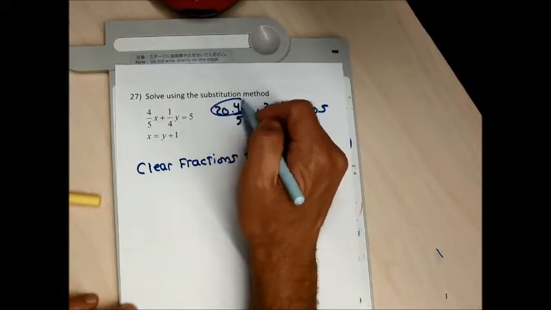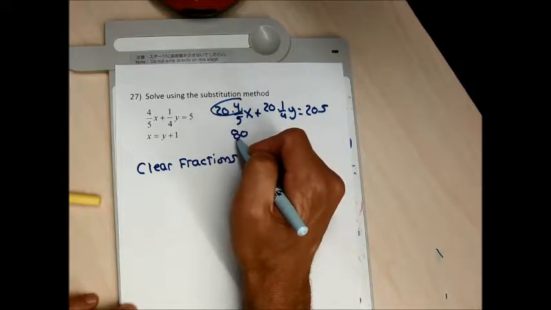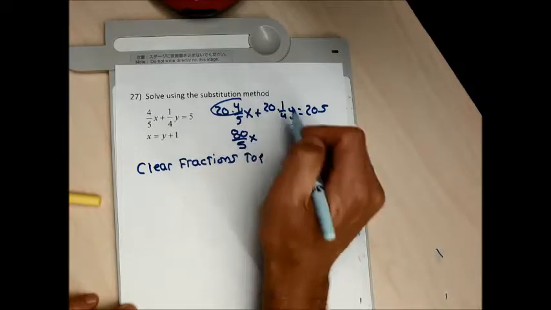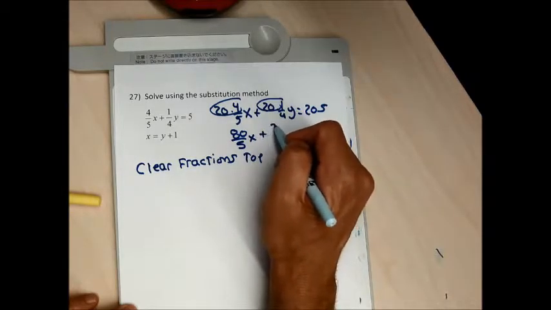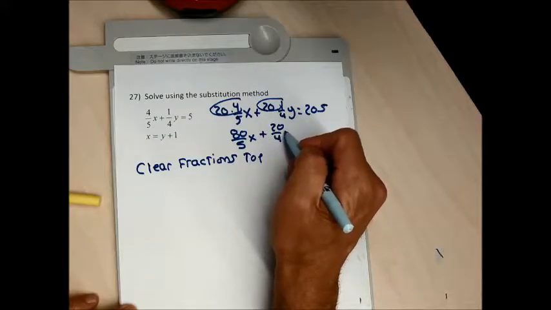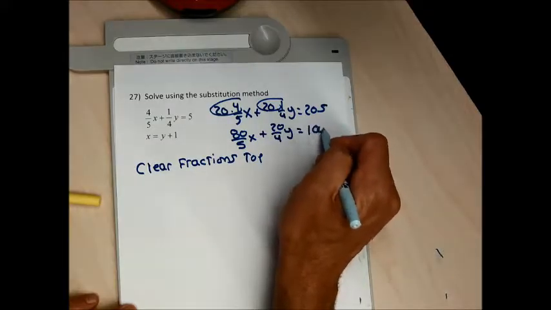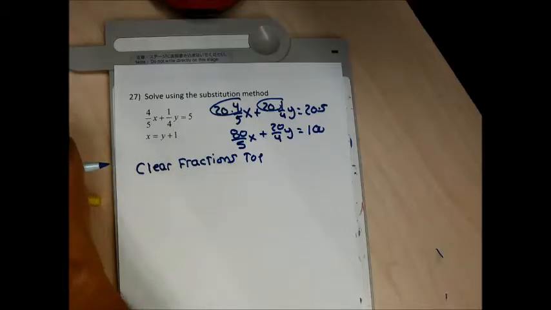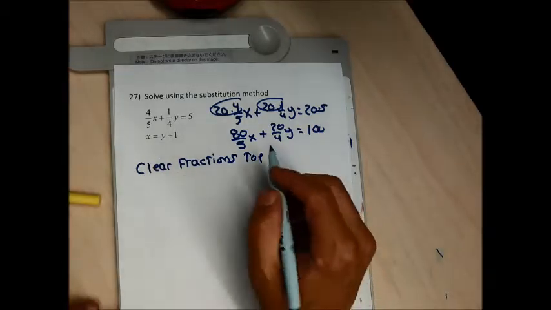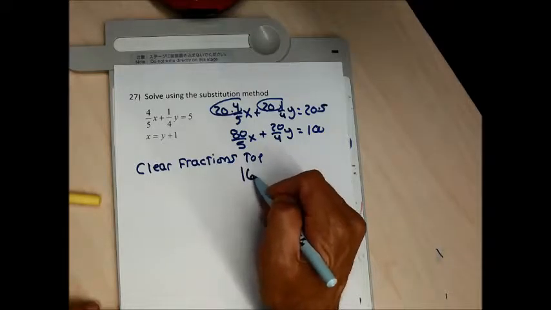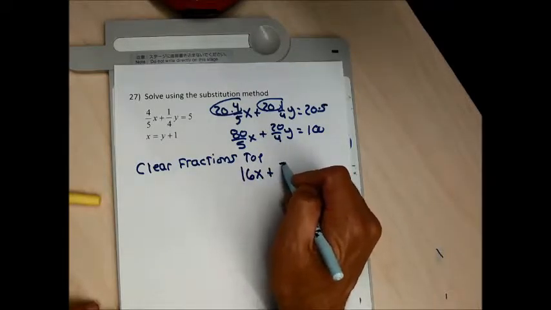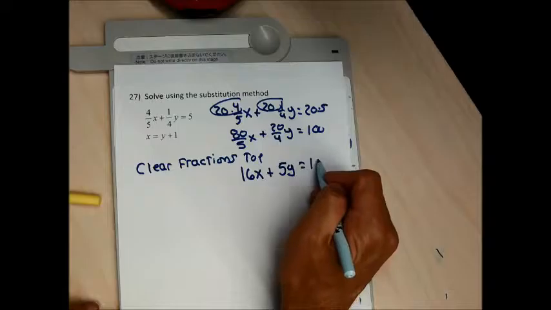This is going to give me 80 over 5x plus 20 over 4y equals 100 by multiplying through. And then 80 divided by 5, I think it's 16. I just did it off my screen here. This is going to give me 16x plus 5y equals 100.